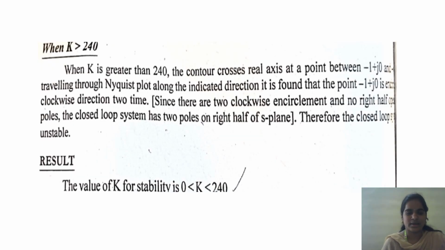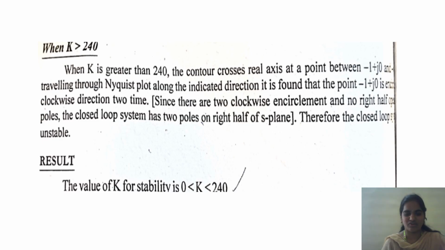When k is greater than 240, the contour crosses the real axis at a point beyond minus 1 plus j0. Traversing the Nyquist plot along the indicated directions, the point minus 1 plus j0 is encircled in the clockwise direction 2 times. Since there are 2 clockwise encirclements and no right half plane poles in the open loop, the closed loop transfer function has 2 poles in the right half plane, and the closed loop system is unstable.